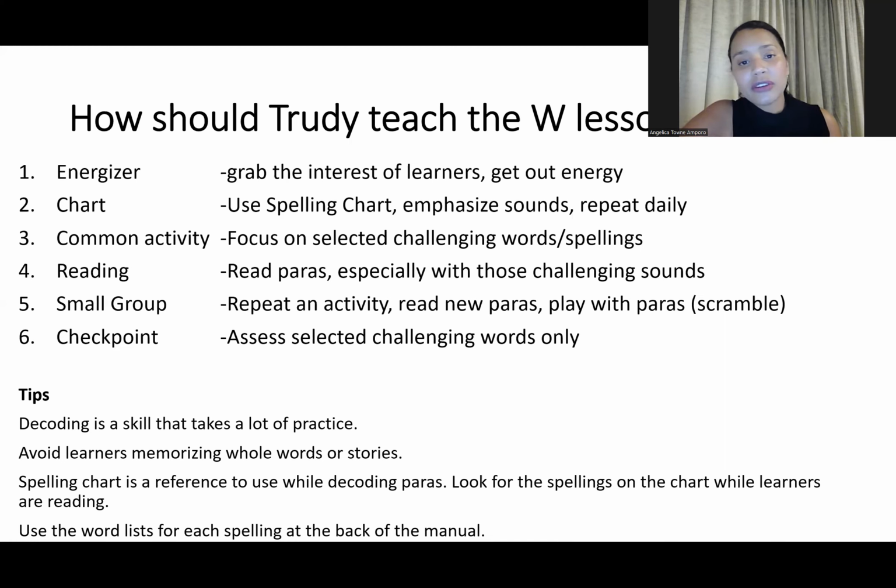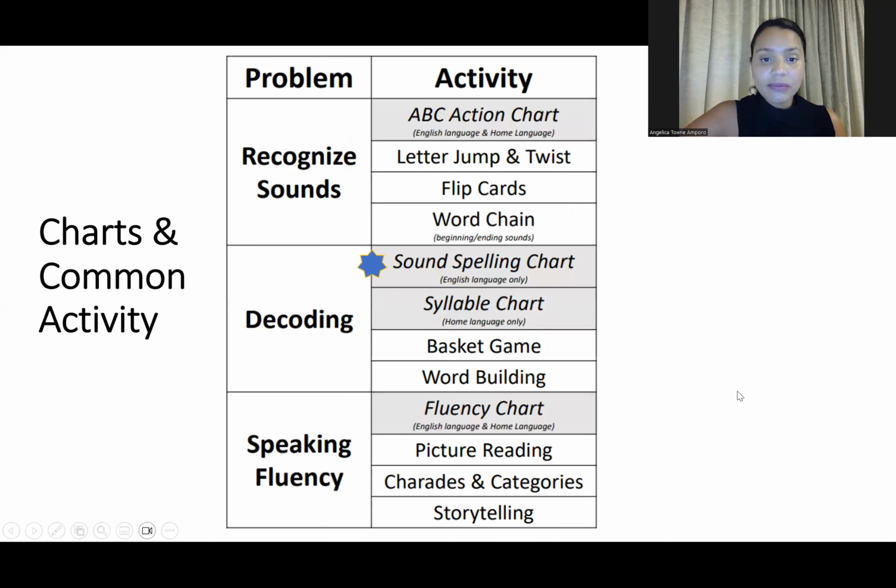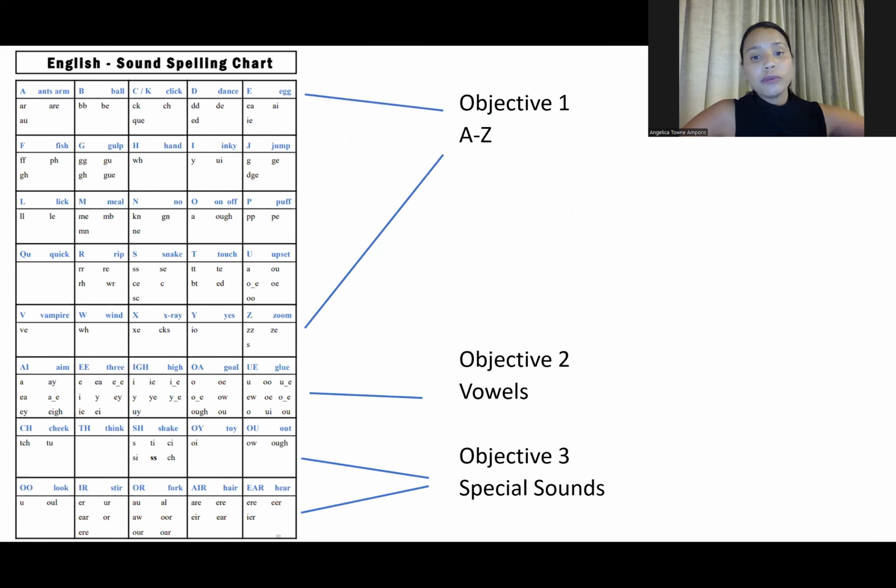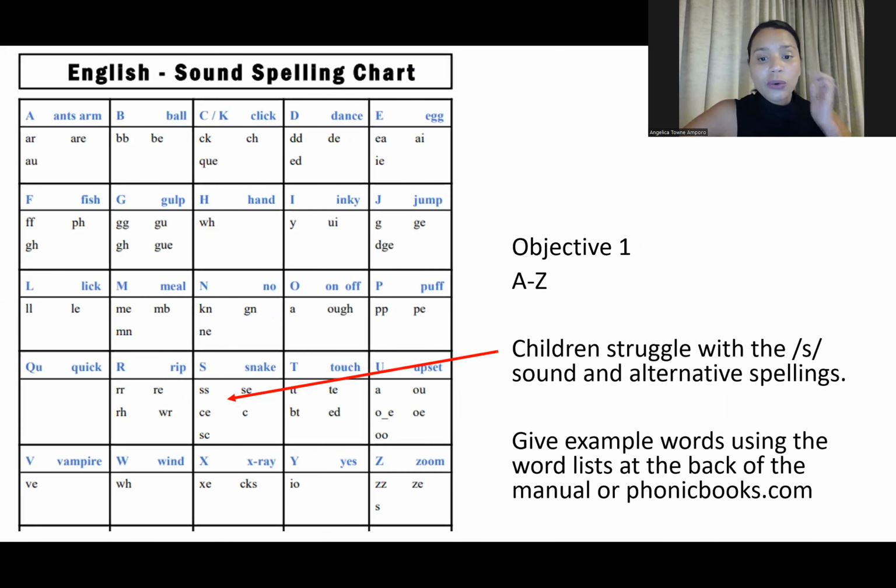I would also highly encourage everyone to use these spelling word lists that are at the back of the manual. So let's begin with the chart. Again, the chart is the sound spelling chart. You begin with A to Z sounds, and then you go to long vowels, and then lastly, you introduce the special sounds.